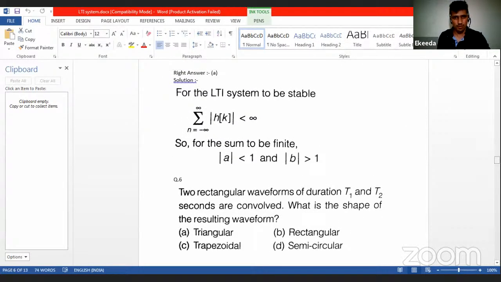This is the solution. You can see that for the system to be stable, this must be absolutely summable. For the sum to be finite, this must be less than 0, this must be less than 1, and this must be greater than 1.